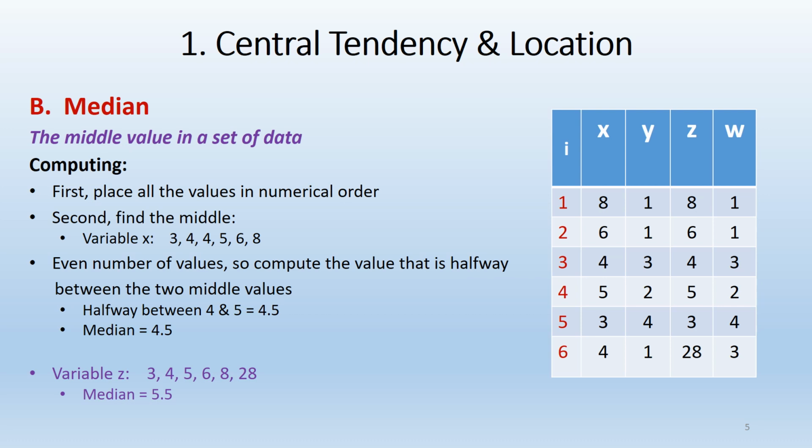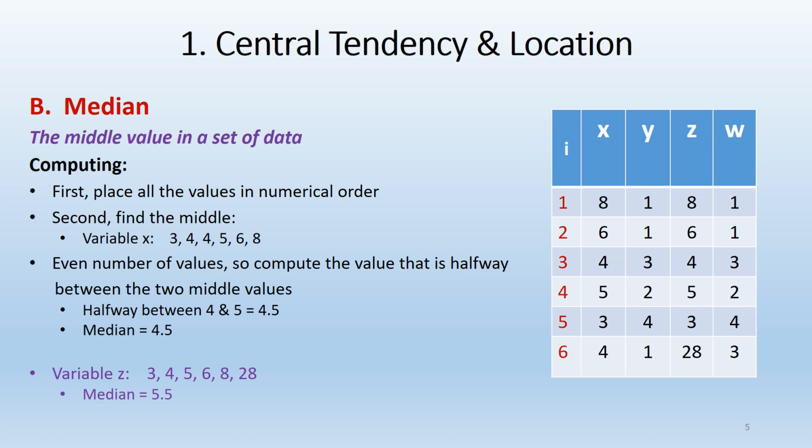Introducing that outlier of 28, what does that do to the median? Well, let's take a look. At the bottom of this slide, we see variable z, how to compute the median. Once again, we rank all the values in numerical order. We go to the 2 middle values because there's an even number of observations. That's 5 and 6. And then we go halfway between 5 and 6, and we get a median of 5.5. So by introducing even a single extreme value or outlier, we see that the median was influenced.